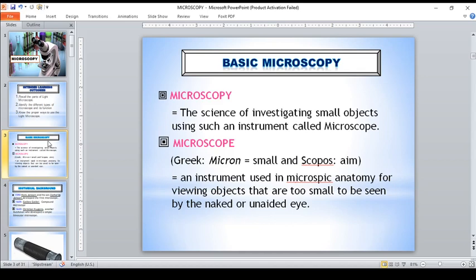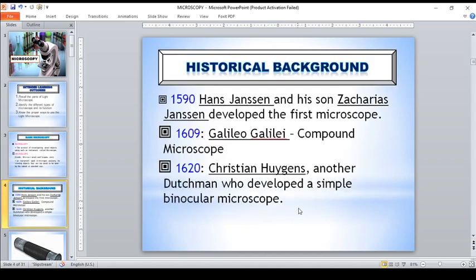So, the word microscope comes from the Greek word micron, which means small, and scopus, which means aim. You aim to see small structures. So, that is for microscopy. A microscope is an instrument used in microscopic anatomy for viewing objects that are too small to be seen by the naked or the unaided eye. Okay, next slide. Historical background.